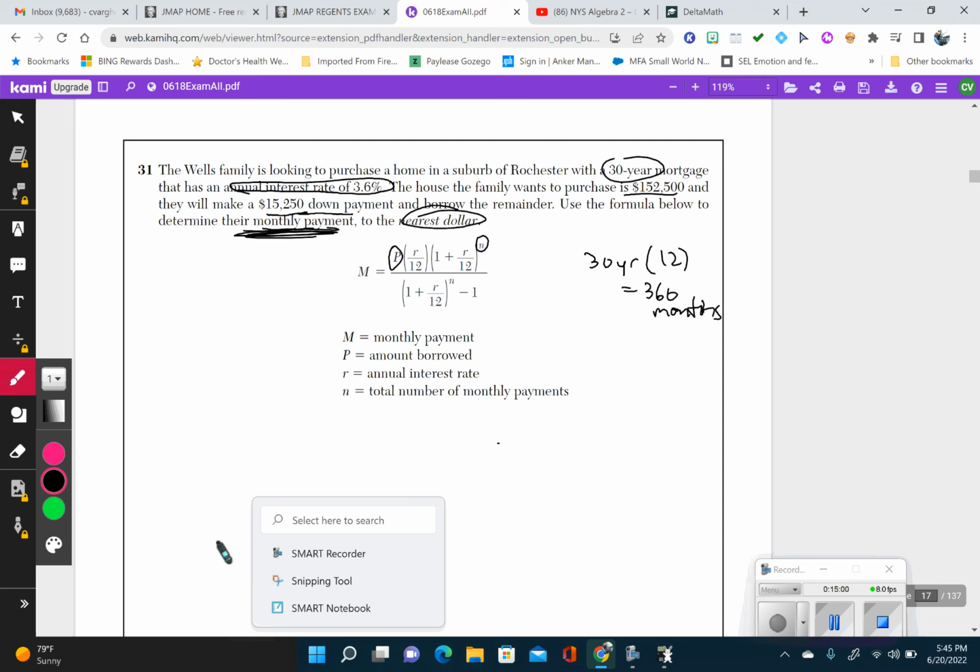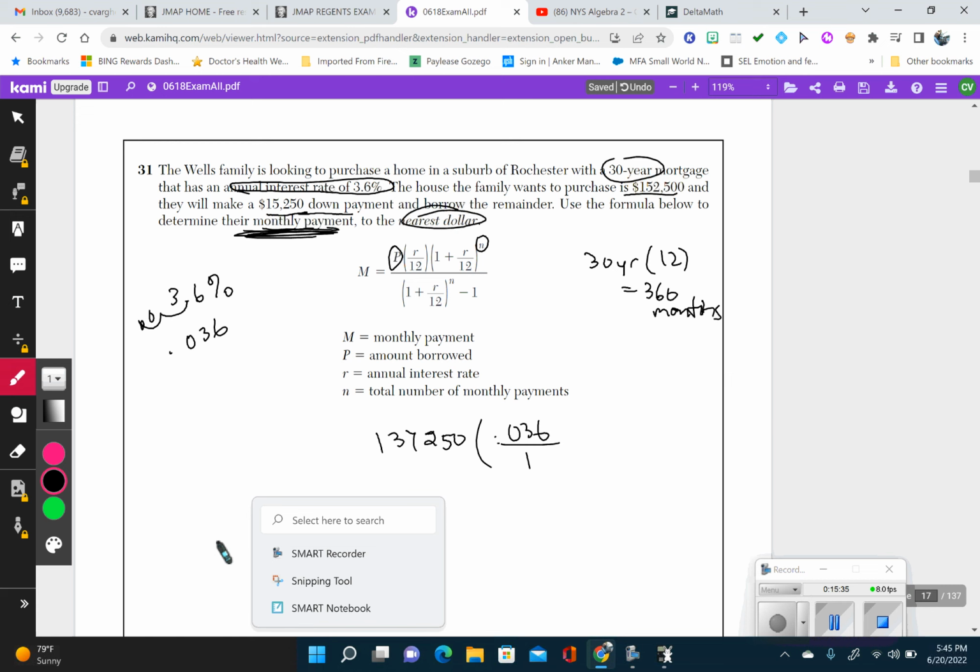So P represents how much money they're borrowing, right? It tells you. So that's going to be 137,250. And then it says take the R, which is our rate, so 3.6%. 3.6% as a decimal. You're going to move this two places to the left. So that's going to be 0.036.